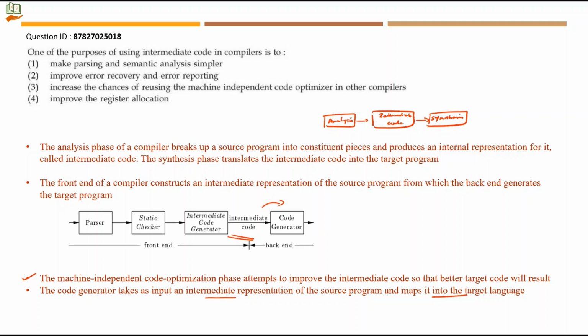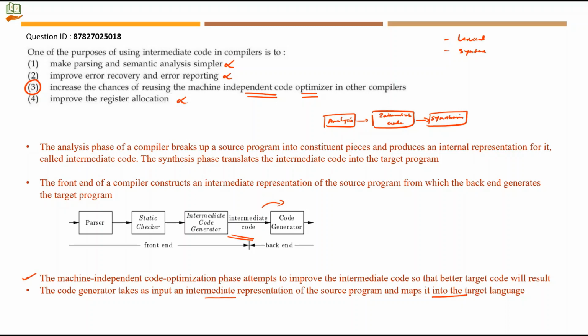So let's check the options. Make parsing and semantic analysis simpler. Intermediate code comes after the analysis phase, so this is wrong. Improve error recovery and error reporting, it has nothing to do with errors. Then the fourth one, improve register allocation, it has nothing to do with it. The third one, increase the chances of reusing the machine independent code optimizer in other compilers. So this means it is attempting to improve the intermediate code so that better target code will result. Option number 3 will be the right answer.